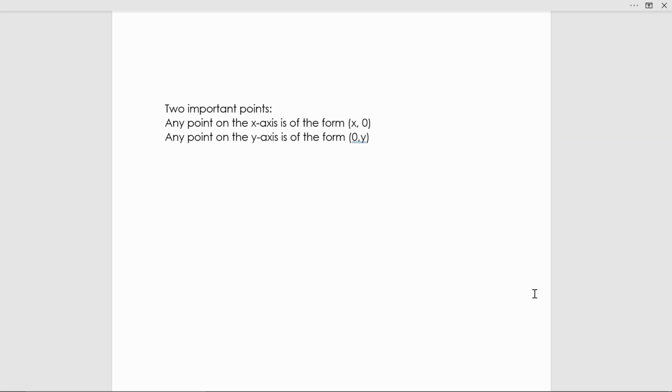on the x-axis will take the form of x and 0, which implies that the y-coordinate of all those points will be 0. So this means all the points which are there in the x-axis will take the form of x and 0. This implies that my y coordinate will be 0, and any point on the y-axis will take the form of y and 0, which implies that my x coordinate will be equal to 0.